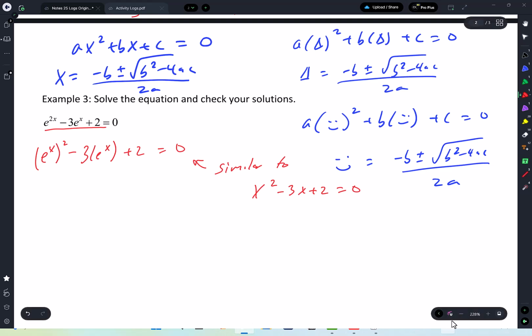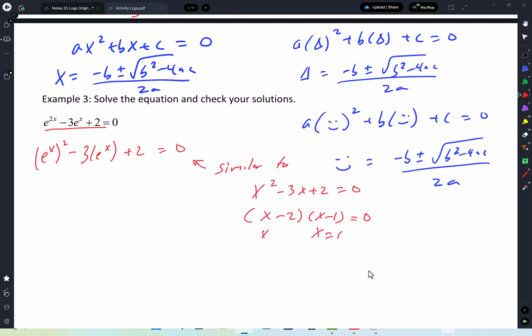See, look, I don't like that this is doing this. Sorry, the little things that grab my attention. So look, you can factor that out. X minus 2, x minus 1 equals 0. How do we feel? Nothing crazy, right? Okay, so here we go. Now from there, you can see that x equals 1 and x equals 2.